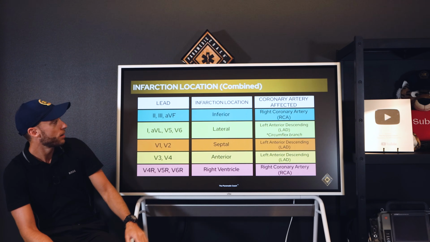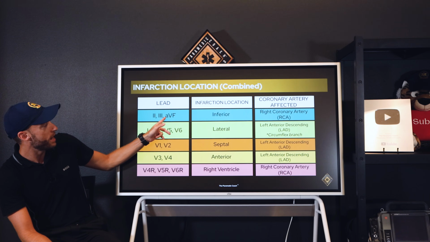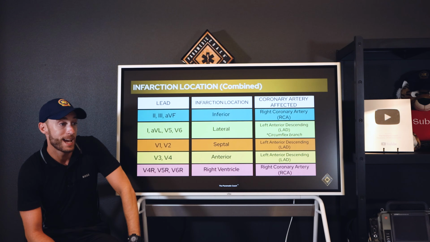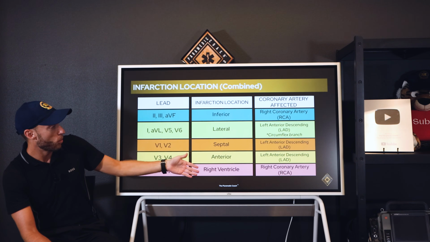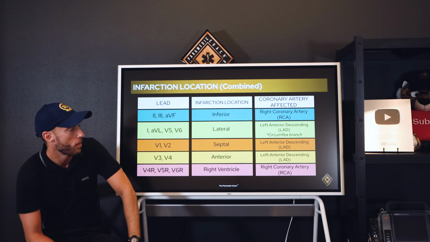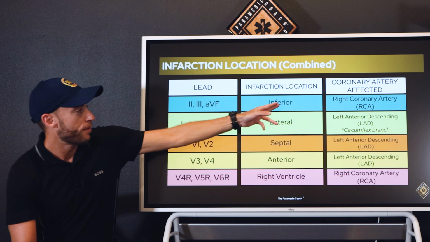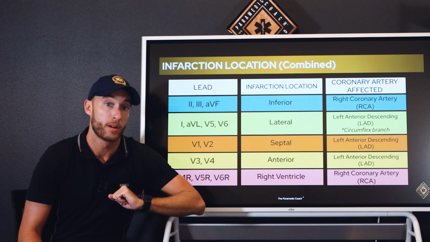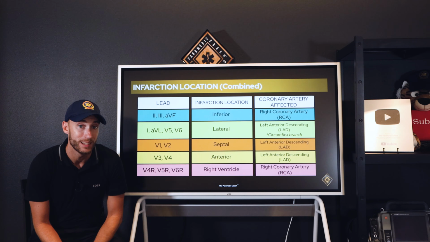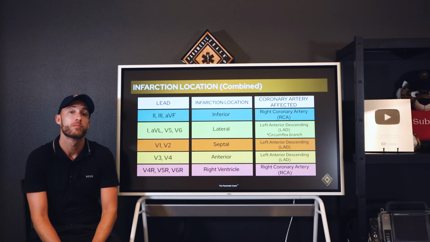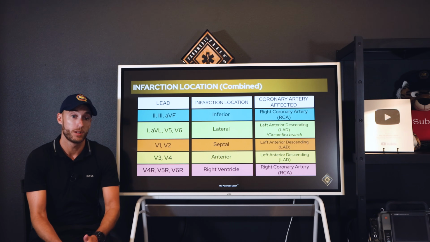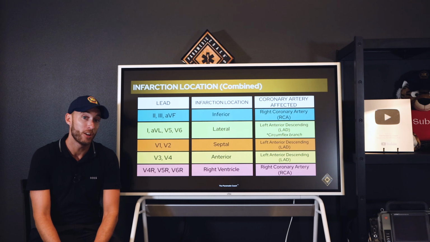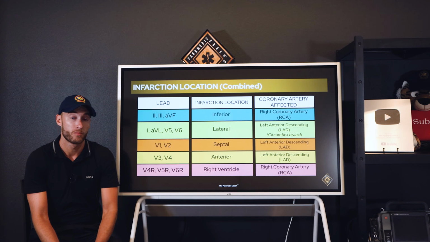You find that 2, 3, and AVF are elevated, and you have reciprocal changes in one of these other leads. We'll talk about that in a moment. The inferior wall of the heart affects what? The right coronary artery, right? So if we see on EKG that our patient is having an inferior wall MI, we have elevations in 2, 3, or AVF, right?